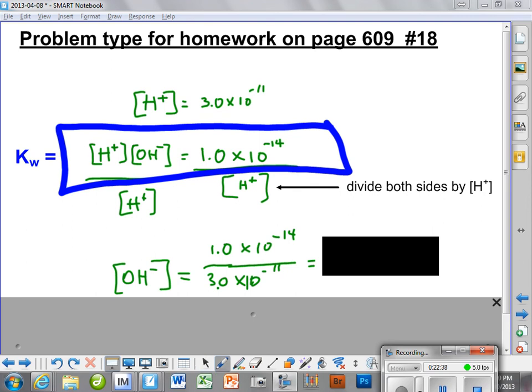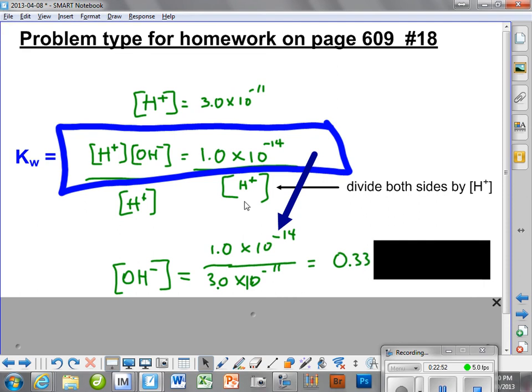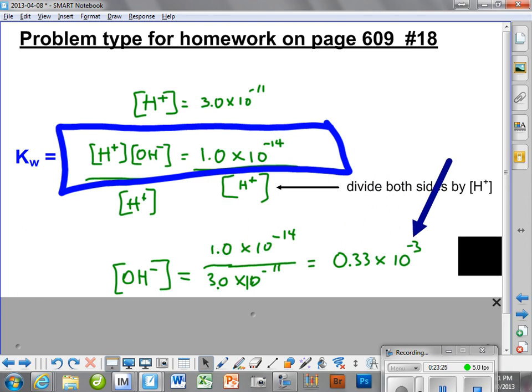So do this in factors. Don't do it in your calculator. Divide the 1.0 by the 3.0, and you come up with 0.33. And then you're going to divide 10 to the minus 14 by 10 to the minus 11. Now, when you divide exponents of 10, you're actually subtracting. So, minus 14 minus a minus 11 changes to a plus 11, and we have a minus 14. And so your exponent is going to come out to 10 to the minus 3.